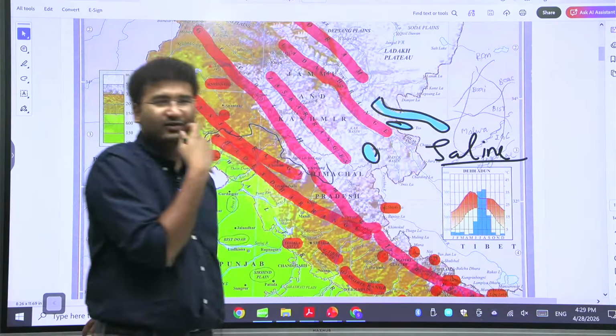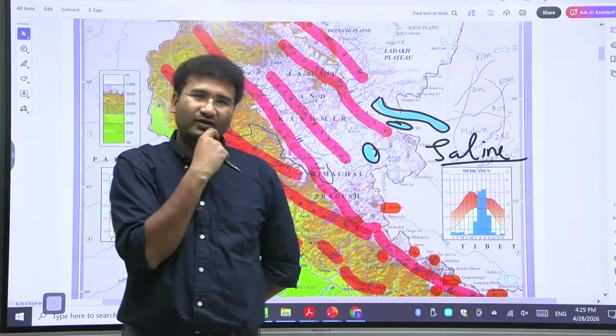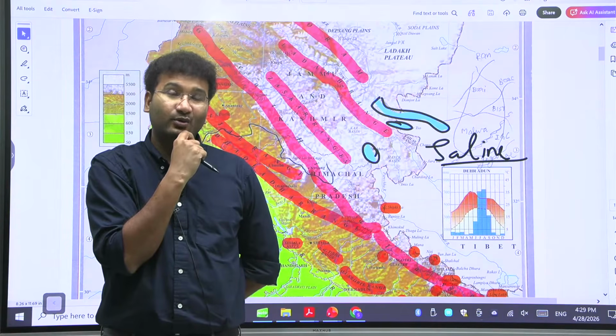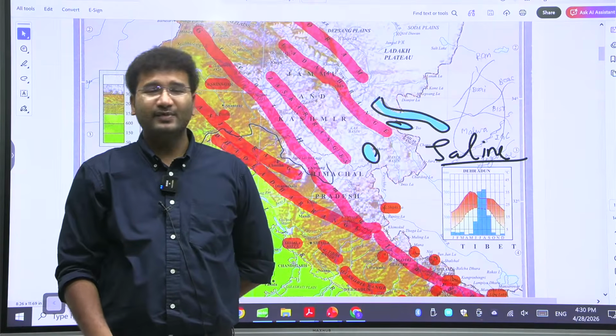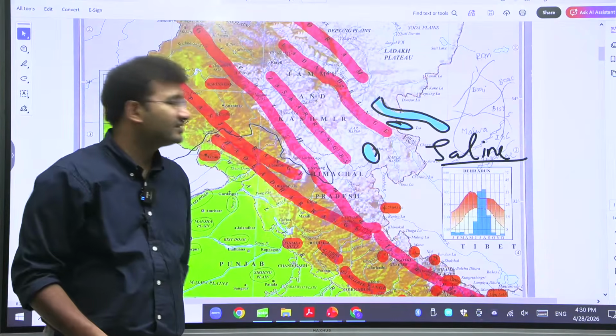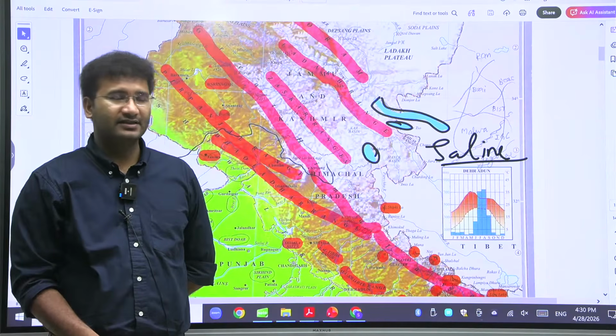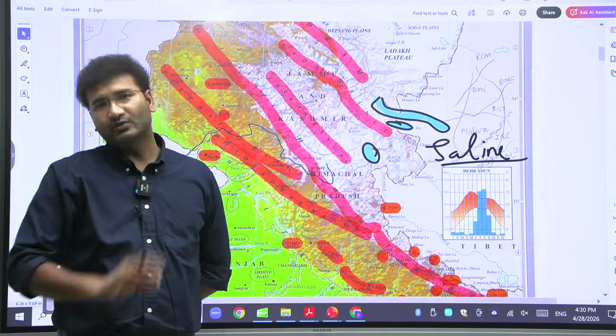Why are they saline? Because this area was once covered with ocean, right? Marine sediments are there. These marine sediments are the ones which are leading to this salinity. Lakes are saline. Remember one more thing.